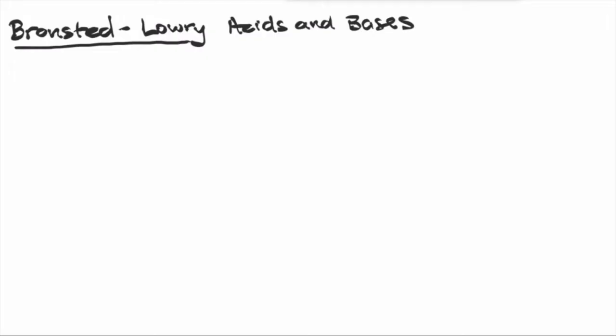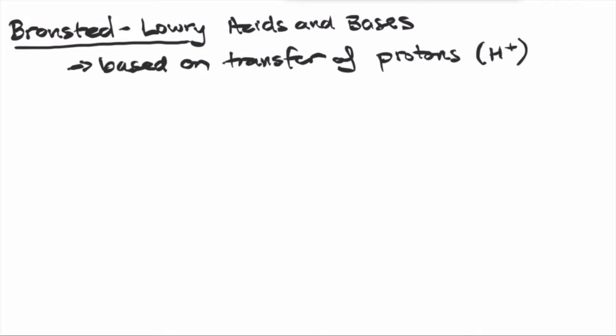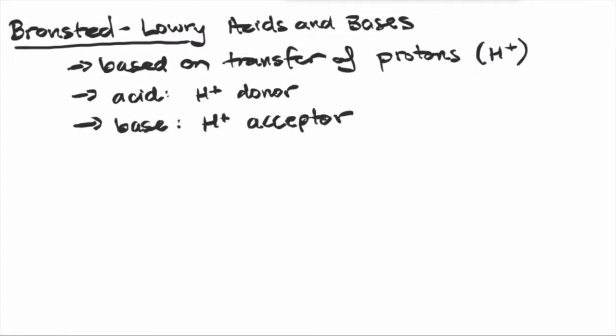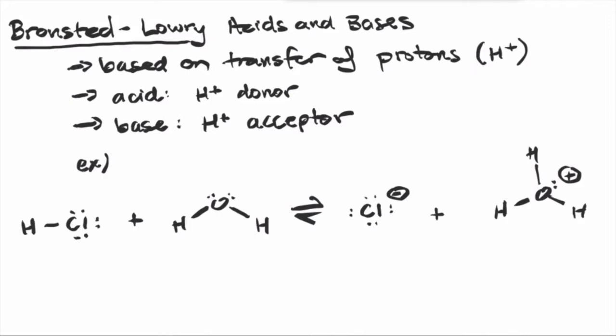We'll go ahead and start our discussion with the Brønsted-Lowry definition of acids and bases. In this definition, we are focusing on the proton, the transfers of protons. And as a reminder, a proton is a hydrogen atom without the electron, so it's an H+. And in this definition, an acid is a proton donor. It gives away a proton. And a base is a proton acceptor. It receives that proton. Let's take a look at an example, hydrochloric acid reacting with water.